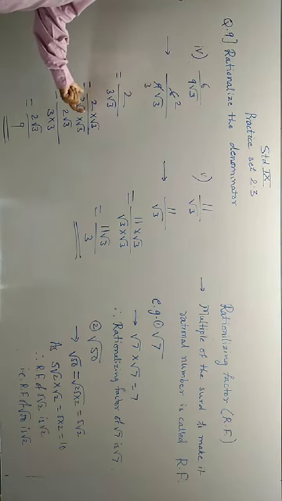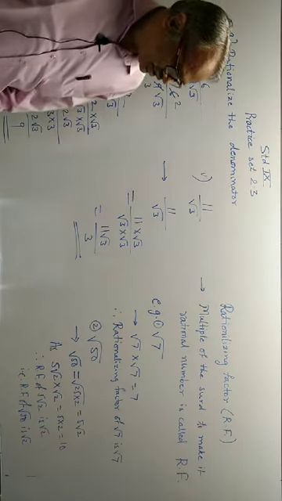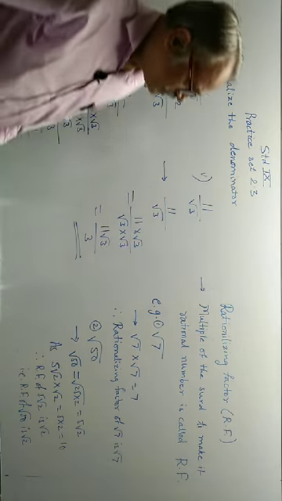As it was done in both sums, for 3 root 3 the rationalizing factor is only root 3, not 3 root 3. I hope now most of you understood it. Now neatly observe.